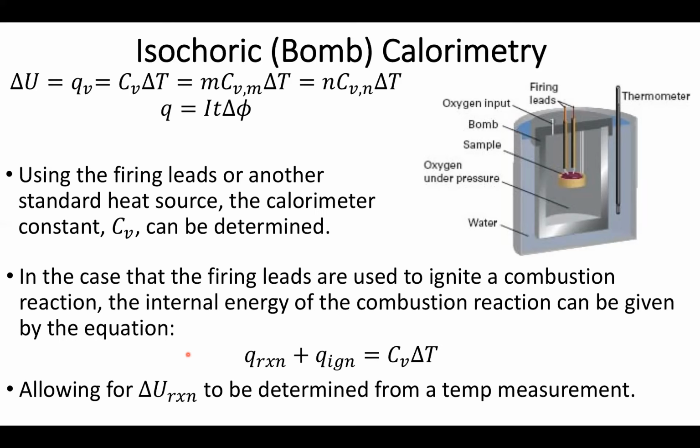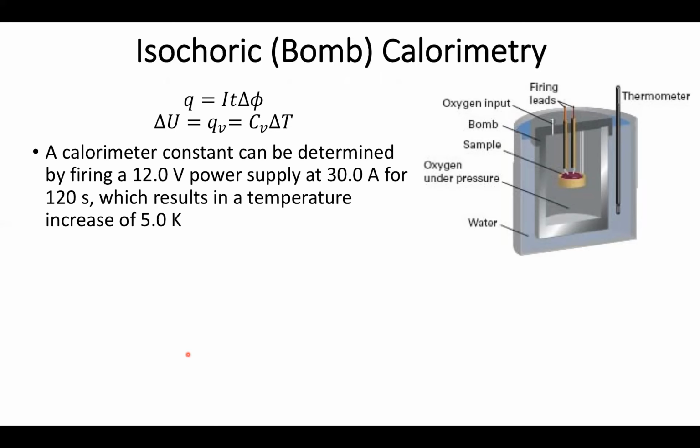Now, I went through a lot of nitty-gritty details of looking at bomb calorimeters. Let's go ahead and illustrate this by working a specific problem. So let's say that I have a calorimeter that I want to use to analyze a combustion reaction. The first thing I'm going to need to do is calibrate the system. So let's try and determine the calorimeter constant for a calorimeter that has an ignition source that uses a 12 volt power supply that runs at a 30 amp current, and I fire it for 120 seconds.